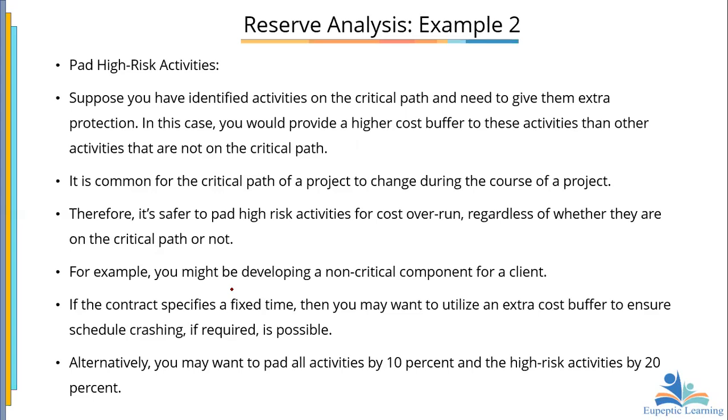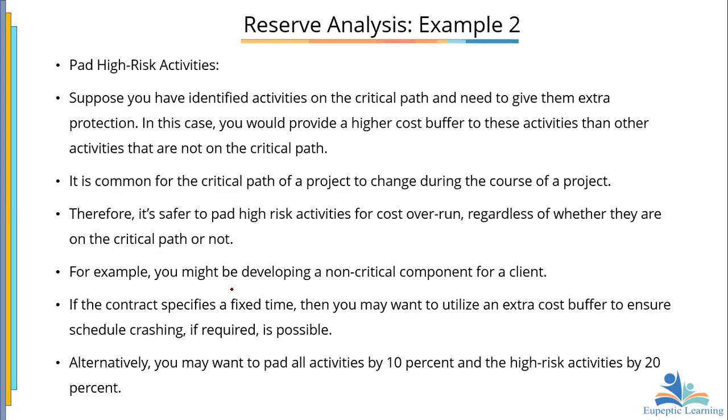Okay, high risk activities tend to be on the critical path. So suppose you have identified activities on the critical path and need to give them extra protection. In this case, you would provide a higher cost buffer to these activities than other activities that are not on the critical path. So it is common for the critical path of a project to change during the course of a project. Therefore, it's safer to pad. When I say pad, it means add buffer. It's safer to pad high risk activities for cost overrun, regardless of whether they are on the critical path or not.